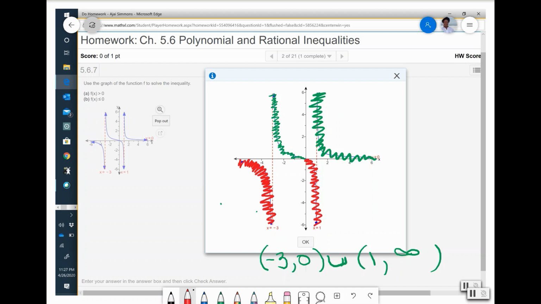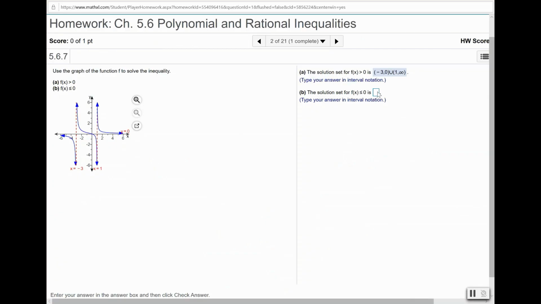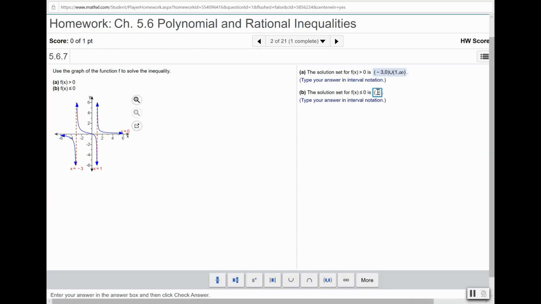So the red part, if I was to put the red part in interval notation, it would go from negative infinity up to the asymptote, which is negative 3. And then it would go from 0 to, what is this? The asymptote is 1. So 0 to 1. So you're basically just doing the opposite. So negative infinity to negative 3. Union. What was it? 0 to 1?